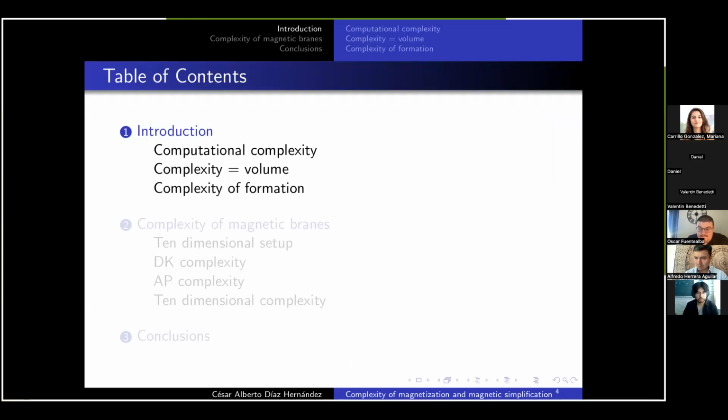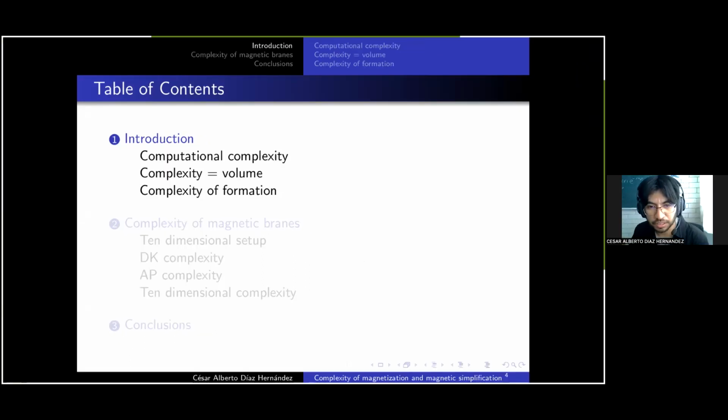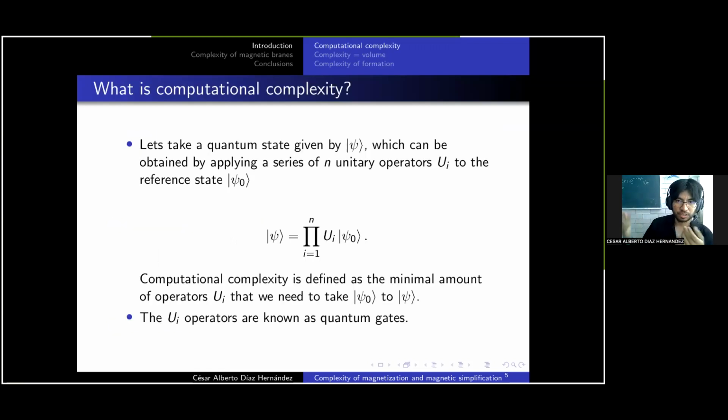First of all, I'm going to talk to you about what computational complexity is, in case you're not familiar with the concept, how we can compute it, and what are the possible ways to set a dual quantity in holography for the complexity. And then I'm going to talk about how we can compute this complexity in the case of a magnetic brane, in the case of a quantum state immersed in a magnetic field, and what consequence adding a magnetic field can have to the complexity. Okay, so what is computational complexity?